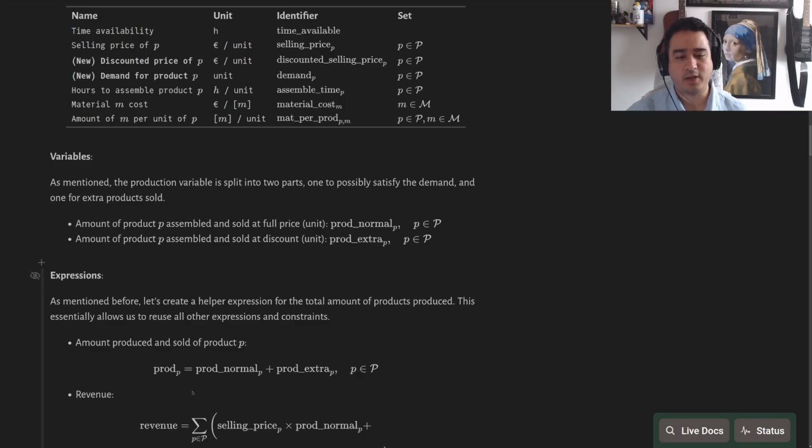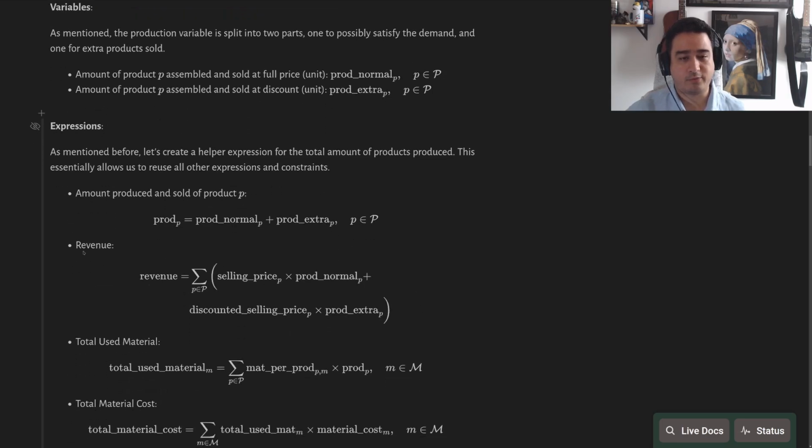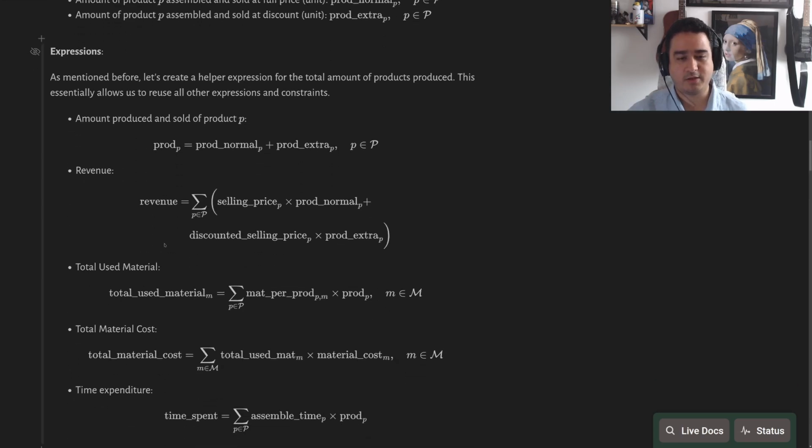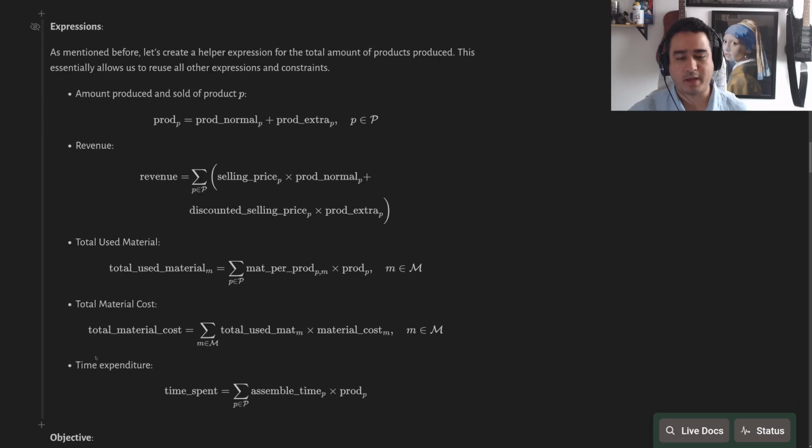And that's a great thing about expressions. If your modeling language accepts expressions, you can just say, hey, I'm going to change the name prod to be this thing, and the rest of the code is going to be essentially the same. So the revenue changed because the selling price is important for the revenue. So selling price times the normal production plus the discounted selling price times whatever else I sell. But the rest here, the total used materials, the material cost, and the time expenditures, don't depend on the selling price.